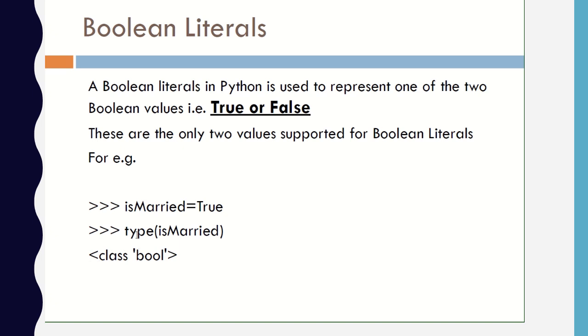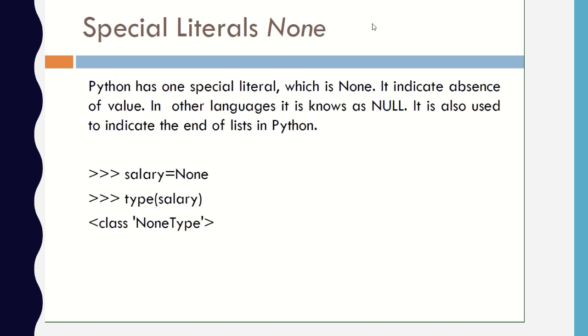So type is a function used to show which type of entry we are making. It could be an integer type, a Boolean value, or a string type. Next, special literals. None. What is None?